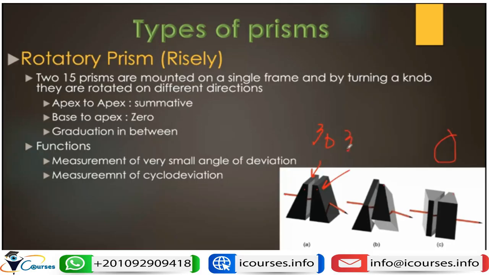If we want a power between 30 and 0, we can rotate both prisms together until we reach the required prism diopter. So what is the function of this Risley prism or rotatory prism? It can be used to measure very small angles of deviation, and can also be used like the double Maddox rod for measuring cyclotorsion.